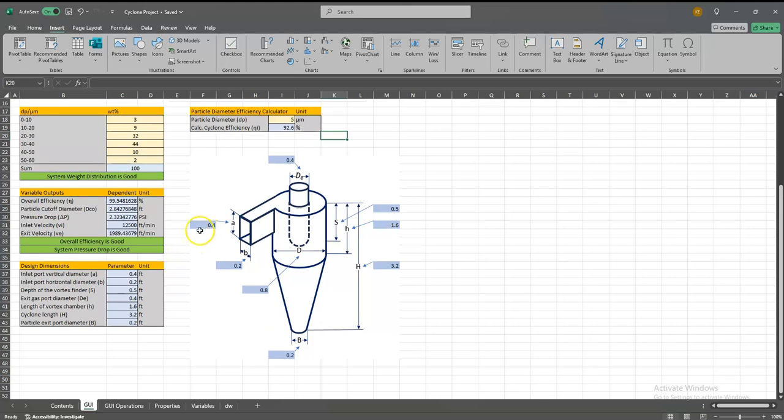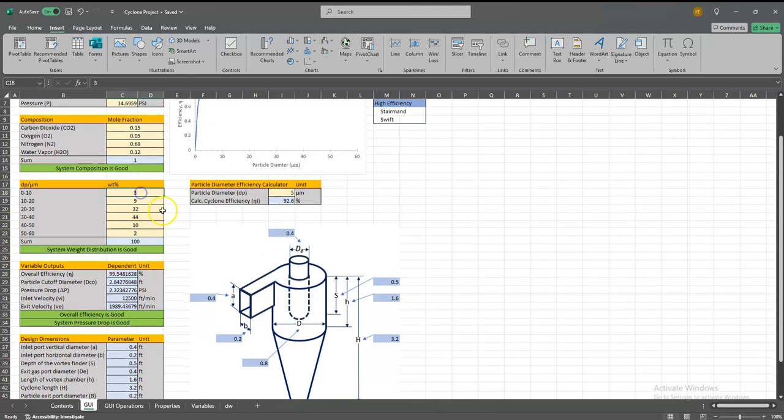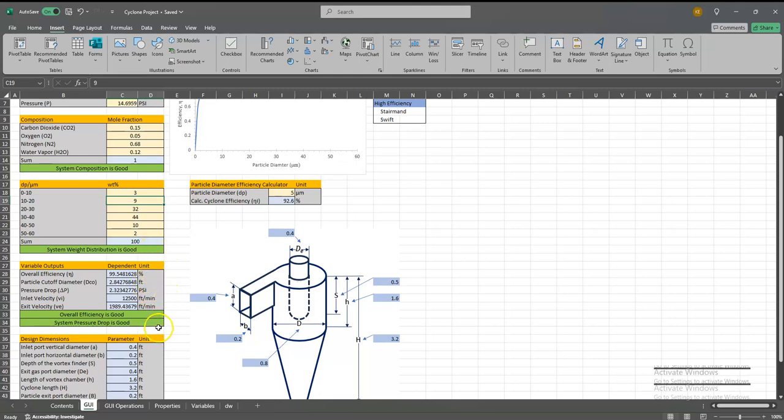Step 8 then is reading and interpreting the variable output values. That is this section here. We have 5 different things that are calculated: overall efficiency, particle cutoff diameter, pressure drop, inlet velocity, and exit velocity. The overall efficiency is the efficiency of the overall hydrocyclone system. If this value is greater than 100, for example, you will see a warning here that this efficiency is not possible because you cannot have over 100. Again, for all your inputs, make sure that the values are correct and there aren't any already existing warnings or errors present.